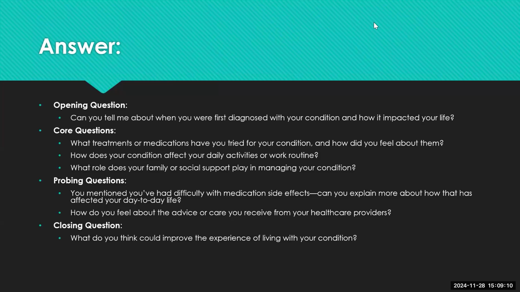when developing this instrument. So on my interview guide, these are the questions that I put as an opening statement. Can you tell me about when you were first diagnosed with your condition and how it impacted your life? And then my core questions were, what treatments or medications have you tried for your condition and how did you feel about them? How does your condition affect your daily activities of work or routine? What roles does your family or social support play in managing your condition? And then I said that my probing questions would be, you mentioned you had difficulty with medication side effects. Can you explain more about how that has affected your day-to-day life? Also, how do you feel about the advice or care you receive from your healthcare providers? And then a closing question, what do you think could improve the experience of living with your condition?